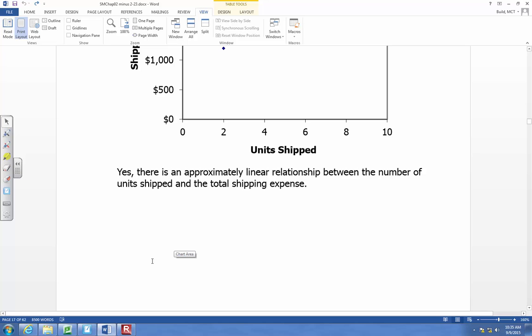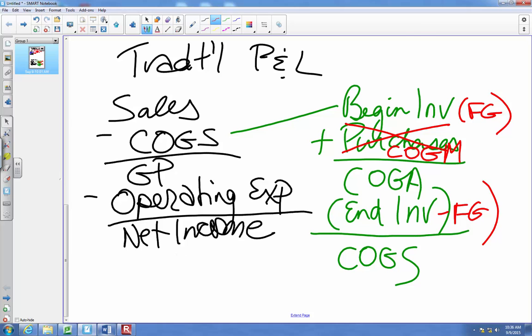Number 2, using the high-low method, estimate the cost formula for shipping expense. Estimate it, draw a straight line through the high and low data points shown in the scatter graph. Make sure your line intersects the y-axis. Okay, so let's go do this over here, just for a kind of review.